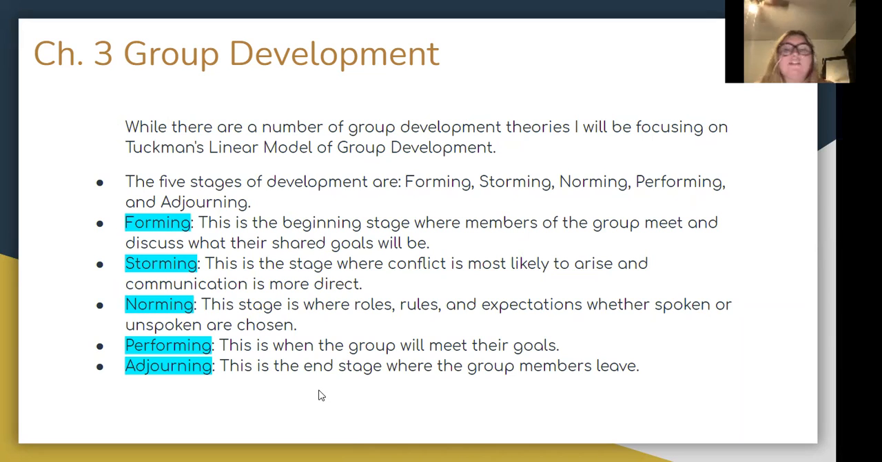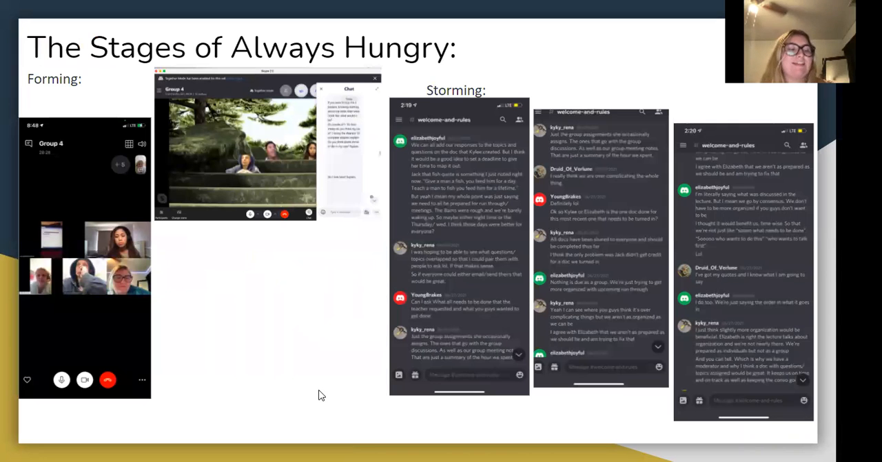And then lastly, it's adjourning. This is a stage where we will have to leave the group and the group's finished because we have met all of our goals. And the next slide, please. So I feel that our first meeting definitely embodied forming.